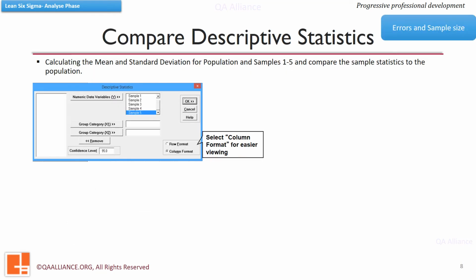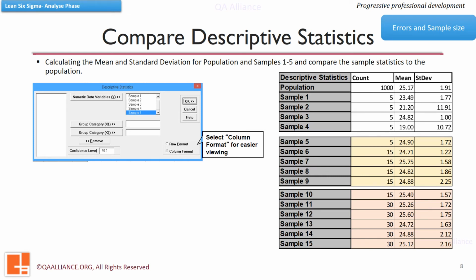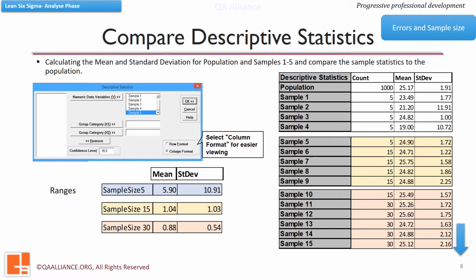We'll calculate the mean and standard deviation for the population and samples 1 to 5, and compare the sample statistics to the population. We can see that as the sample size increases, the difference in their individual means and standard deviations decreases. To check it, we quickly calculated the ranges of the datasets with sample sizes 5, 15, and 30 respectively. We can note here that the range in mean and standard deviation values for n equals 30 has reduced drastically in comparison to when n is 5. This explains the chance of sampling error when the sample size is small and when it is large.